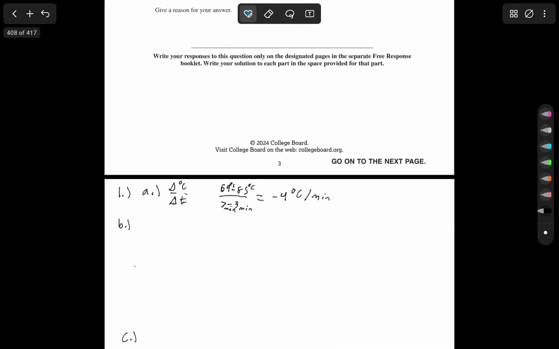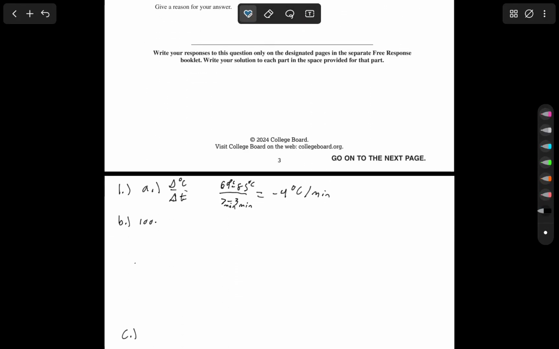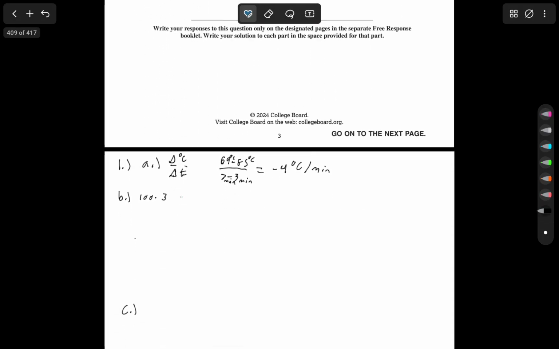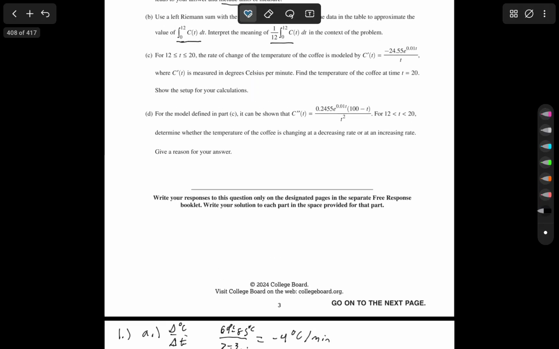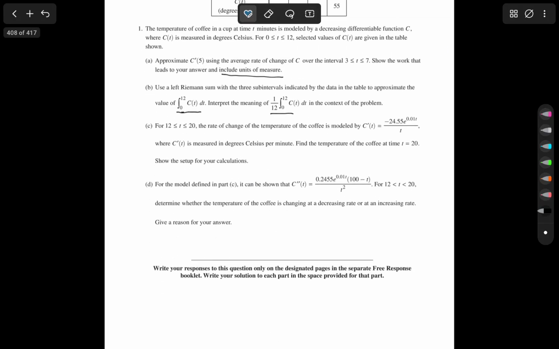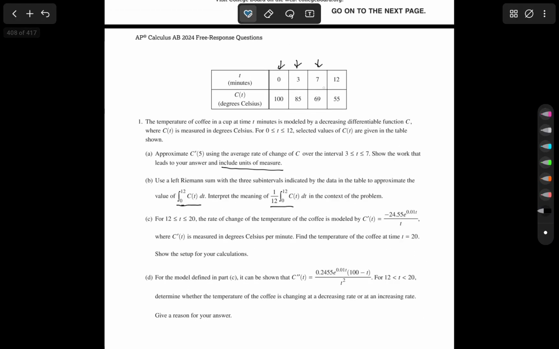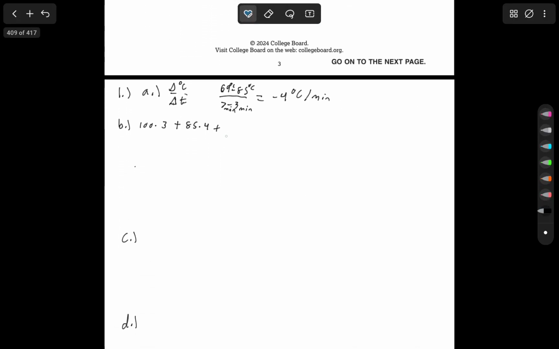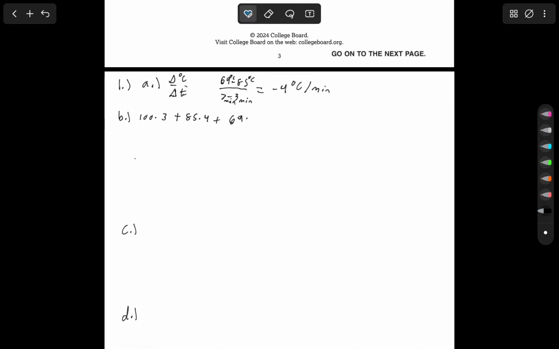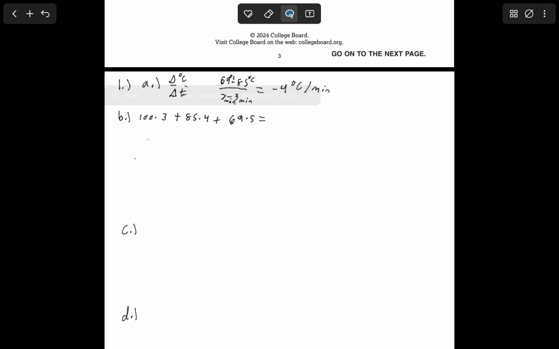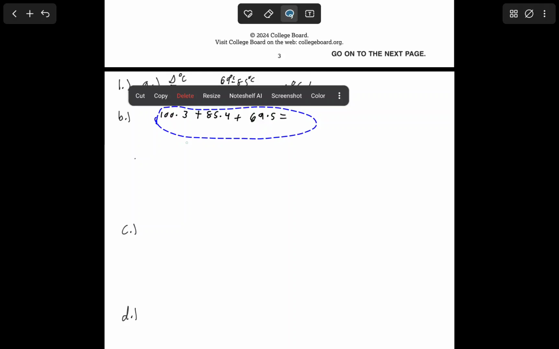For b, we are going to get 100, which is the left endpoint of the first interval, times the width of the interval, which is 3. Then we're going to get 85 times the width of the second interval, which in this case is 4. Then finally, we're going to get 69 times the width of the final interval, which is 5. So we get 69 times 5. And this is going to be the approximate value. I'm going to move this over just so the quote-unquote AP graders might be able to see a bit more of my workflow.